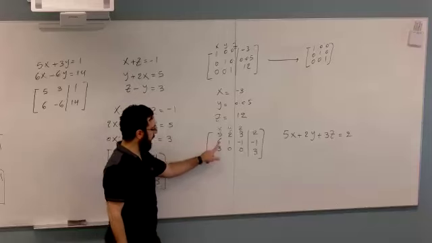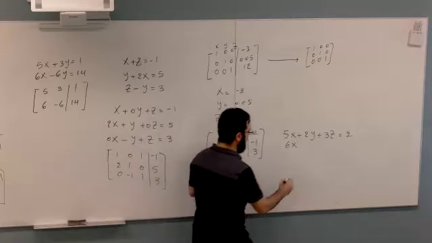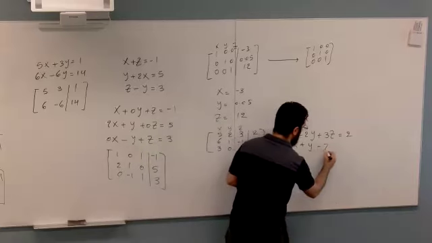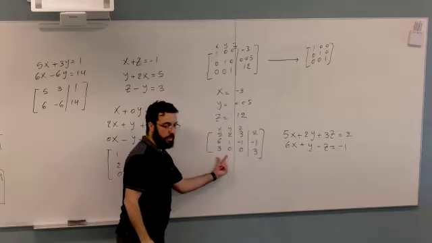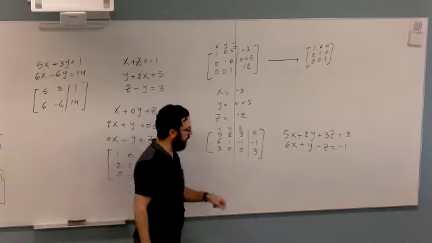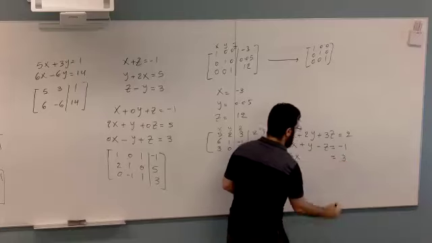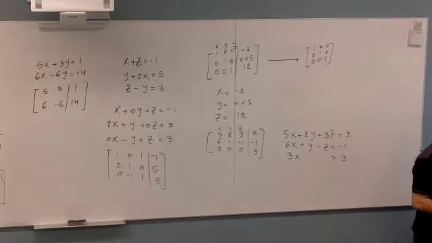The second one is 6X plus Y minus Z equal negative 1. The last one is what? Just the X. 3X plus 0 plus 0 equal 3. So this is the system for the augmented matrix here. Is that okay? Last one, number 5.